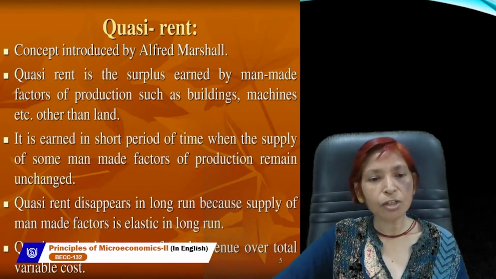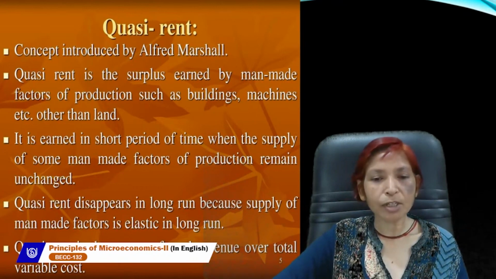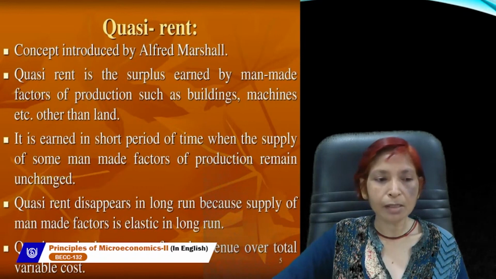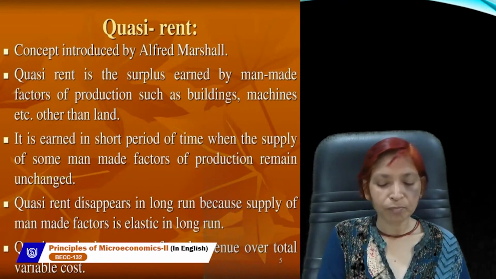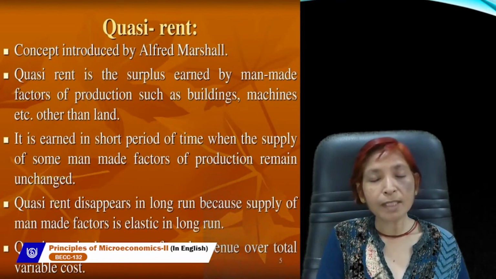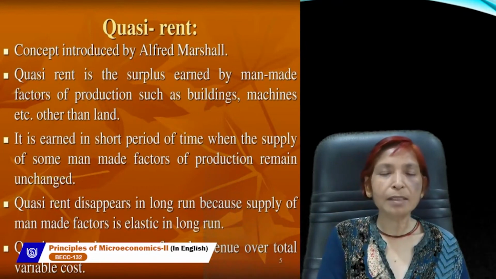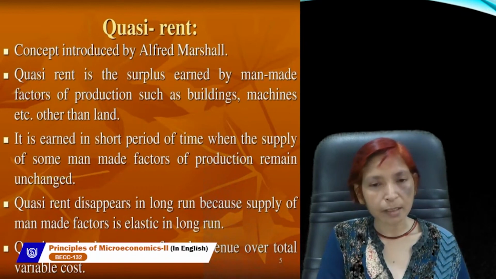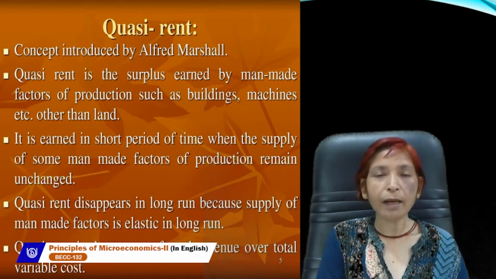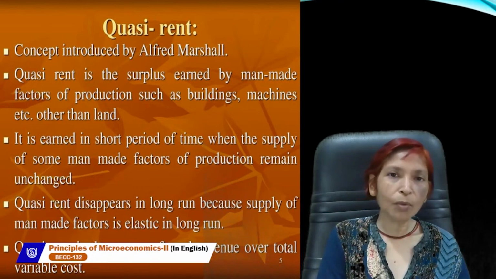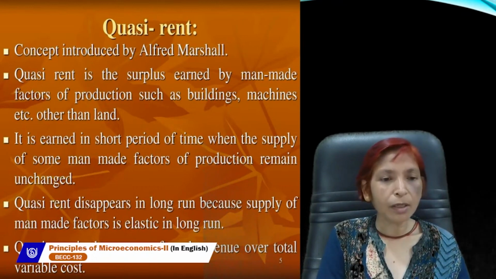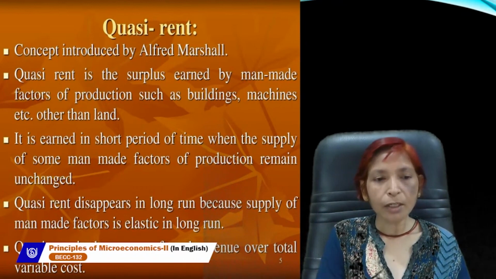It is earned in a short period of time when the supply of man-made factors of production remains constant or unchanged. Quasi-rent disappears in the long run. Rent will always arise in the short period as well as in the long period, but quasi-rent only arises in the short period. You must remember that quasi-rent only arises in the short run due to the shortage of man-made goods.